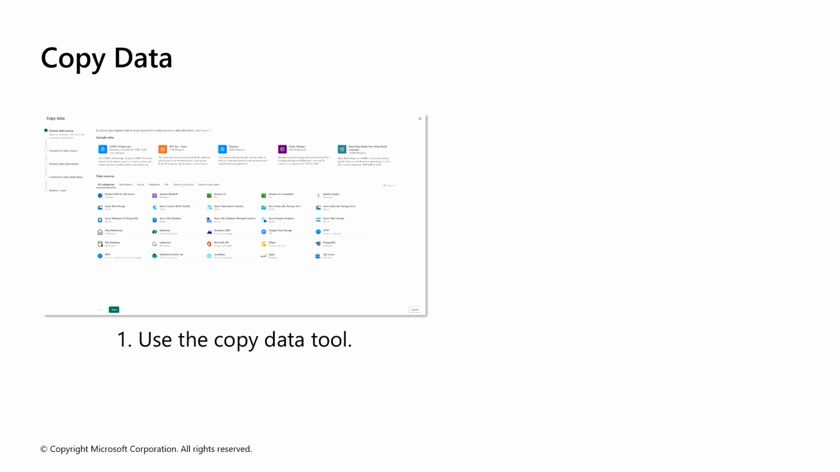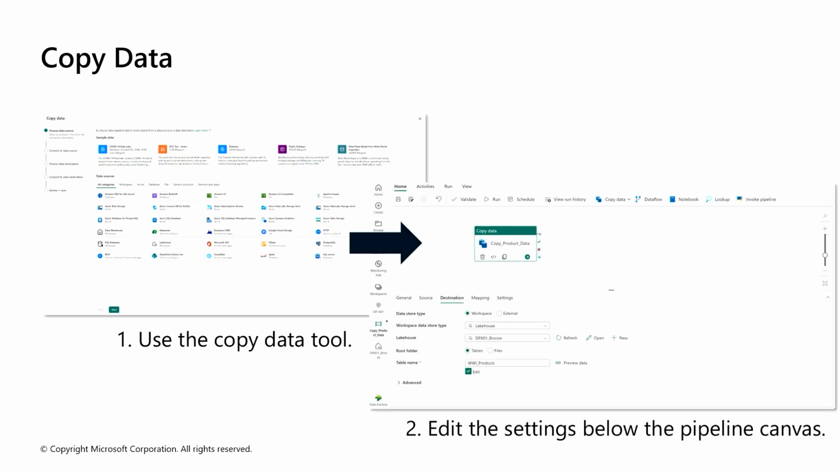When you add a copy data activity to a pipeline, a graphical tool takes you through the steps required to configure the data source and the data destination for the copy operation. A wide range of source connections is supported, making it possible to ingest data from the most common sources. After you've added a copy data activity to a pipeline, you can select it in the pipeline canvas and edit its settings in the pane underneath.